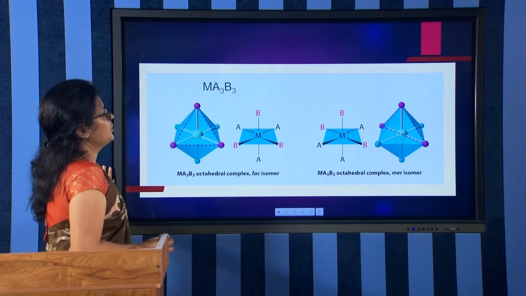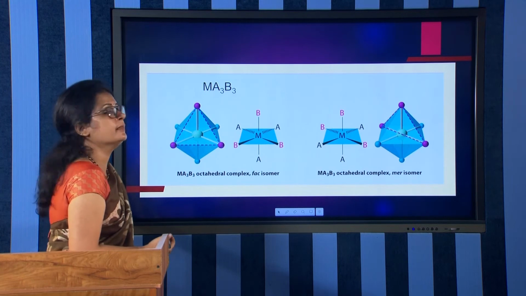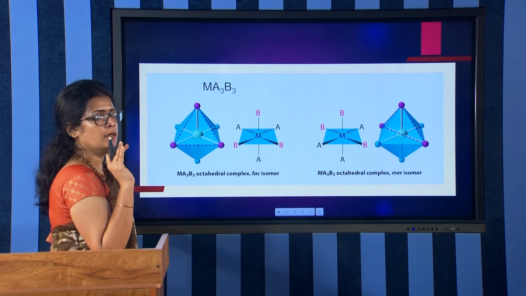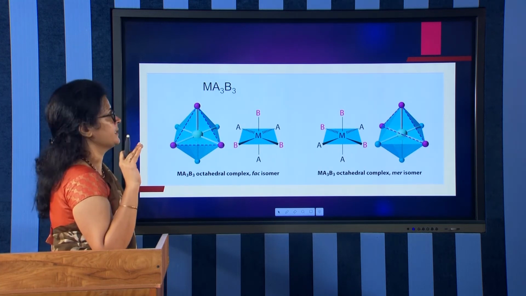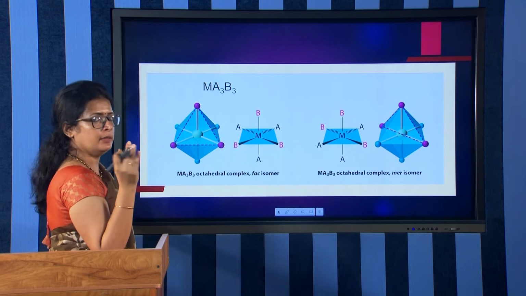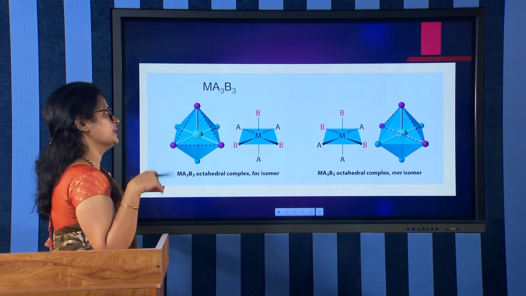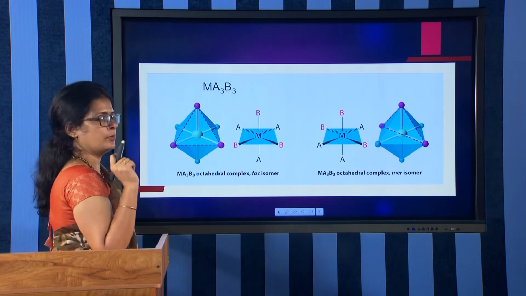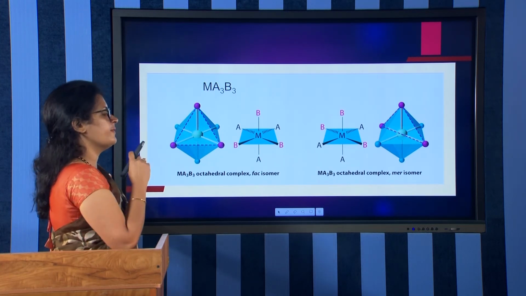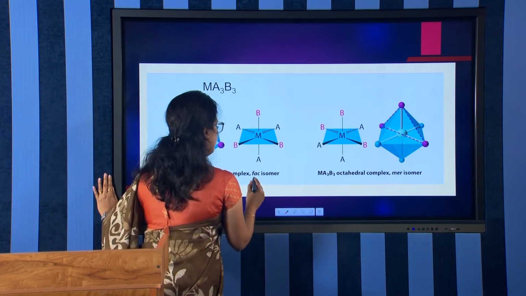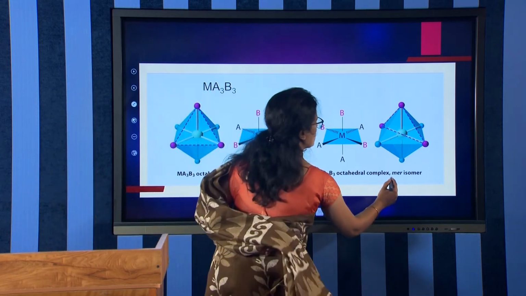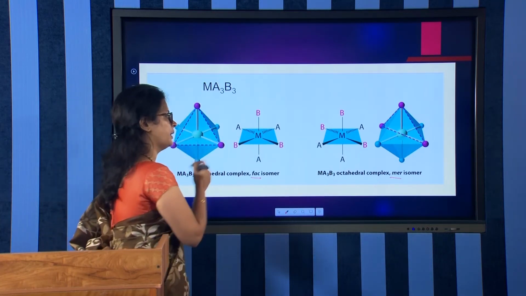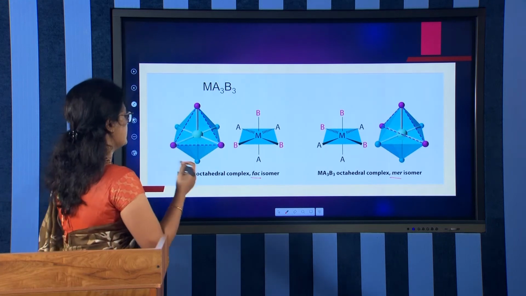And now coming to the next group, that is MA3B3, meaning 3 ligands in the octahedral complex are one type, and the other three ligands are of a different type, that is MA3B3. They will also show geometrical isomerism, but in this case we will call them FAC isomer and MER isomer. You will not call them cis or trans, it will be FAC and MER. How do they become FAC and MER? See the examples.